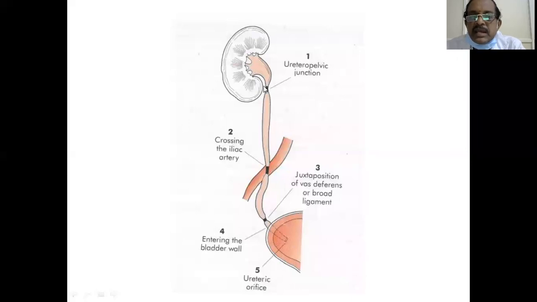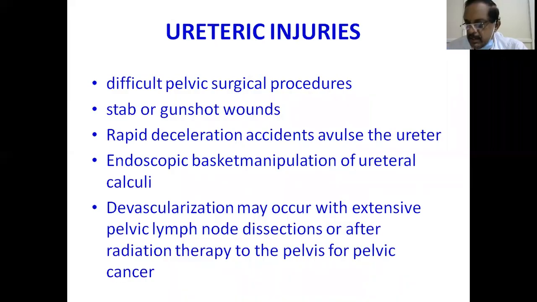First, uretero-pelvic injuries can be seen mainly in children, where there is hyperextension injury of the spine and a pelvic junction disjunction. Along with this, it can be injured due to penetrating or blunt trauma. Here, iatrogenic injuries occur due to difficult pelvic surgeries. And here, at the ureteric meatus and other places, the urologist may be the cause, as inadvertent instrumentation may cause ureteric injuries. These are seen mainly in difficult pelvic surgical procedures, stab or gunshot wounds, and rapid deceleration accidents which avulse the ureter. As I said, a deceleration injury avulses the ureter at the pelvic junction.